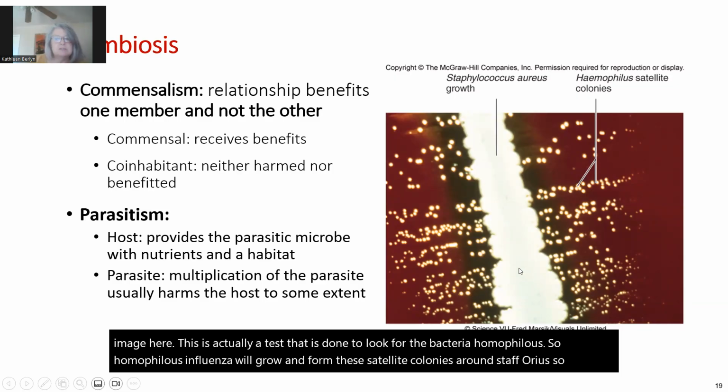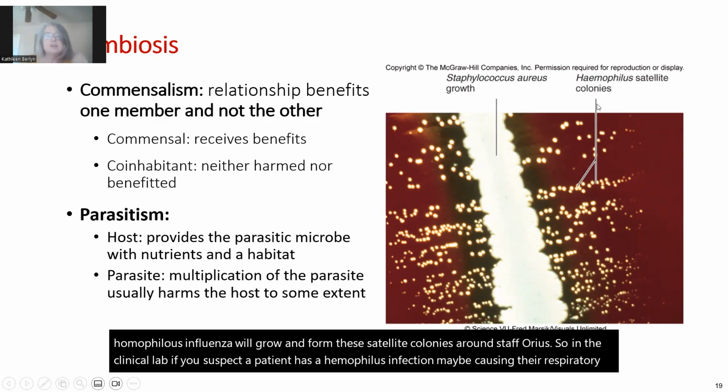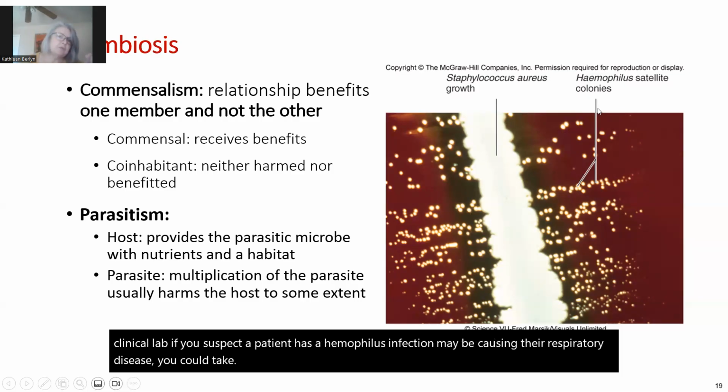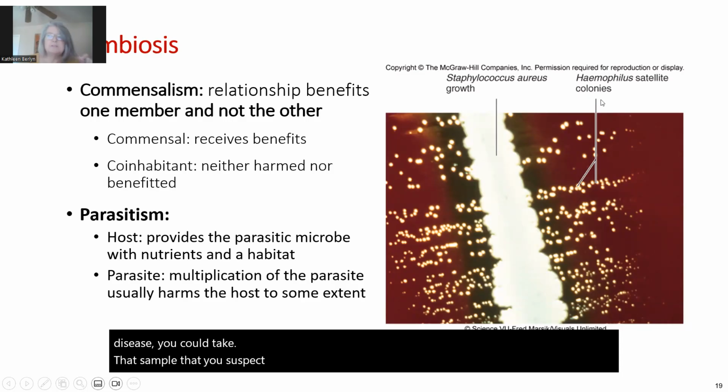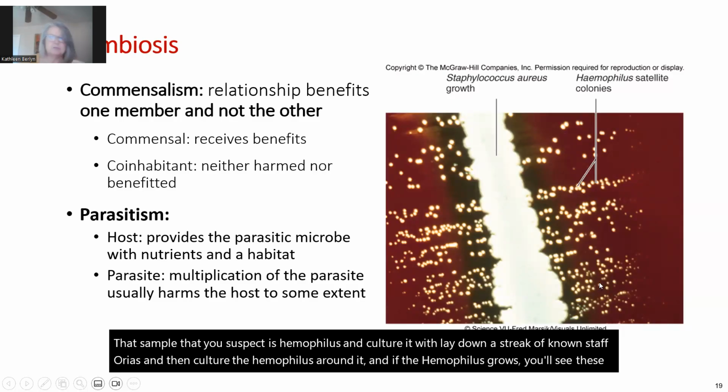So in the clinical lab, if you suspect a patient has a Haemophilus infection, maybe causing their respiratory disease, you could take that sample that you suspect is Haemophilus and culture it. You lay down a streak of known Staph aureus and then culture the Haemophilus around it. And if the Haemophilus grows, you'll see these satellite colonies that are growing.